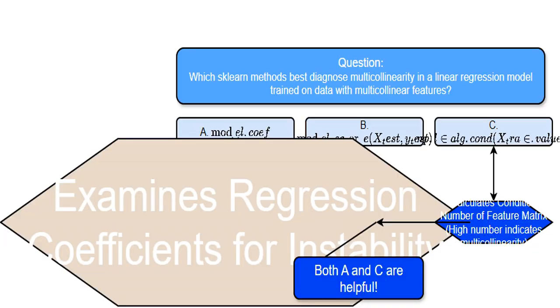I examine the MODELCOEF attribute, which contains the coefficients of my linear regression model. Large differences in magnitude between coefficients, or even coefficients with unexpected signs, positive where I'd expect negative and vice versa, might show that multicollinearity is at play. These unstable coefficients are a strong hint, not a definite proof, but worth looking out for.